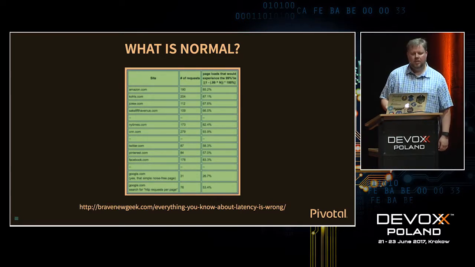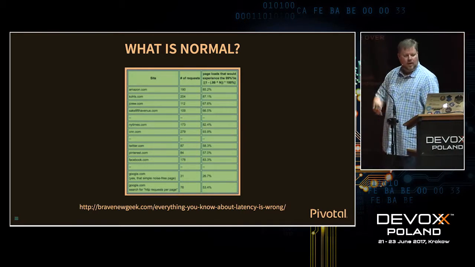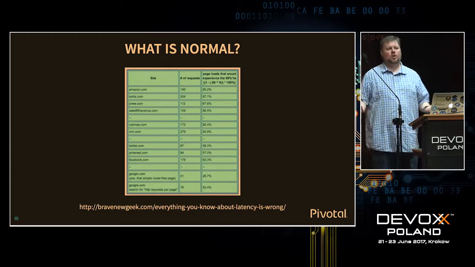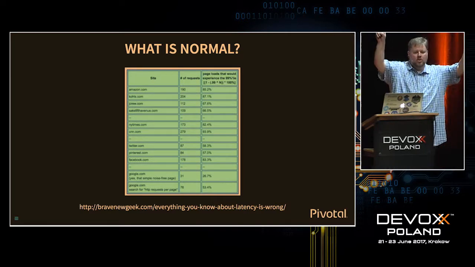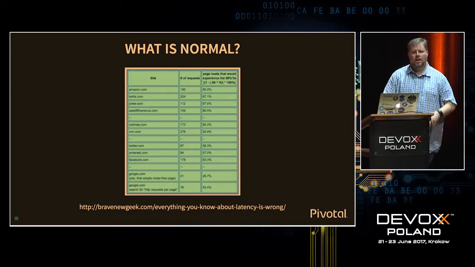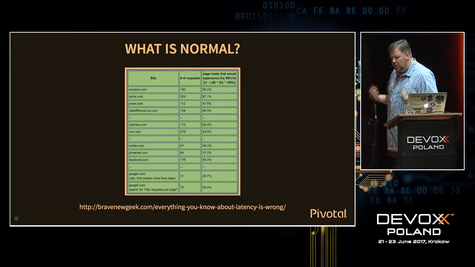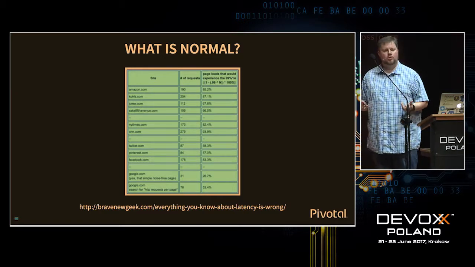What that tells me is that anywhere between 25% and 90% of my users, depending upon how my site's architected, are going to experience, quote unquote, the worst case latency, not the average case latency. And so worst case latency turns out to be much more indicative of what our users are experiencing.